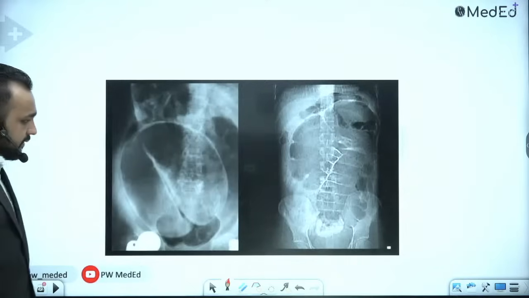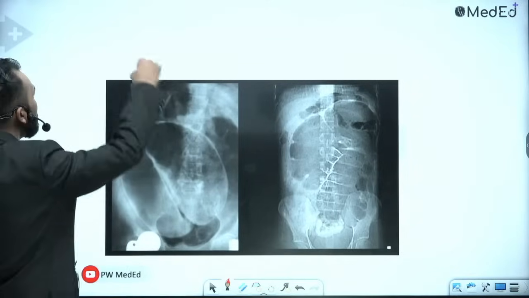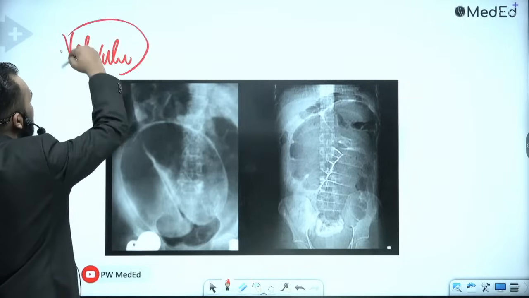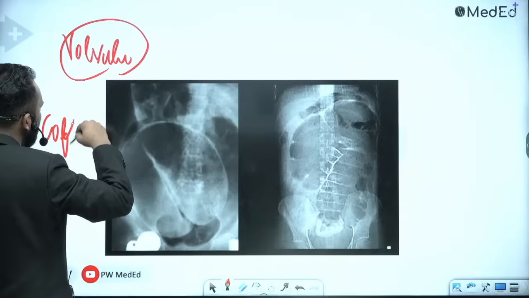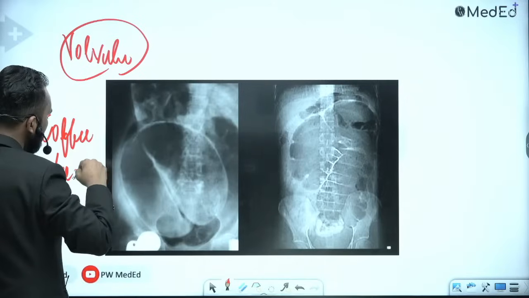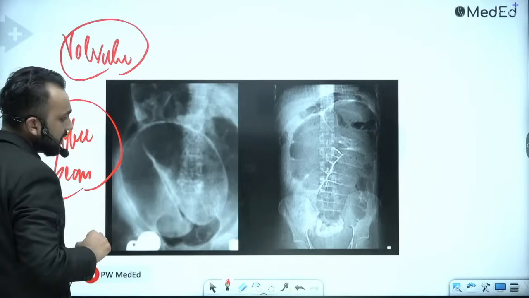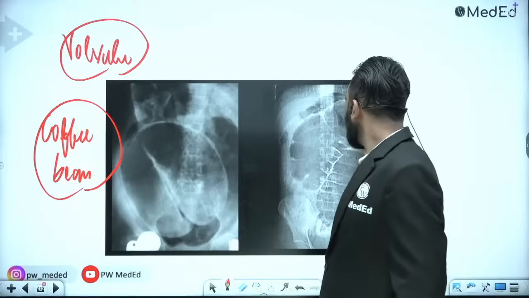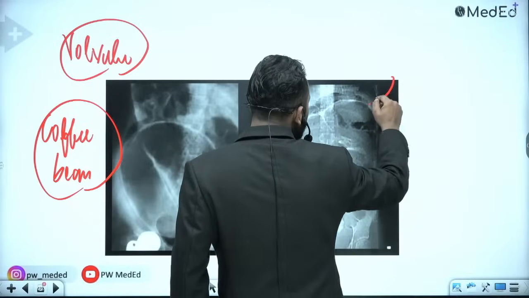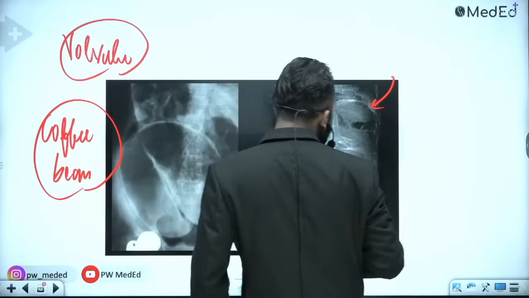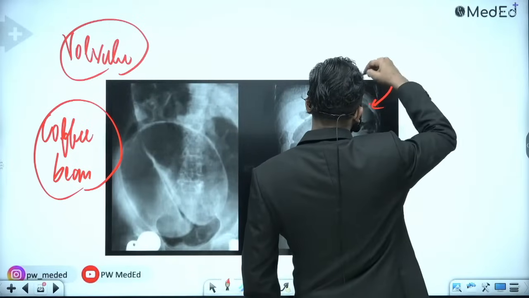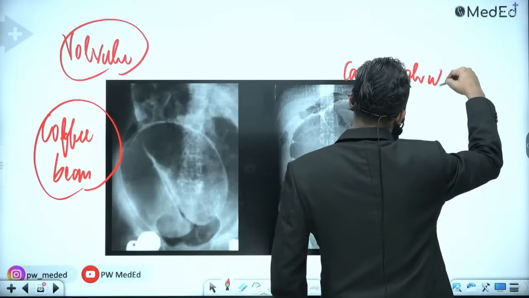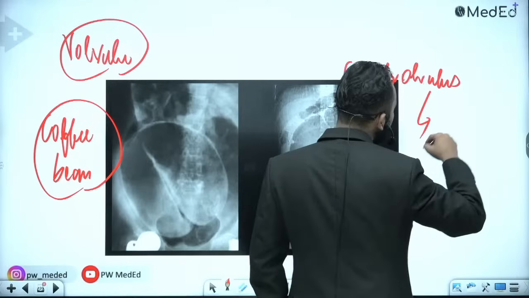Okay, let us see the imaging appearance of volvulus. So in volvulus you will see a coffee bean appearance. We should know how to differentiate between cecal volvulus and sigmoid volvulus, right? If the volvulus is reaching up to the left upper part of the abdominal cavity, it is cecal volvulus. And in cecal volvulus, just remember, haustrations will be absent.